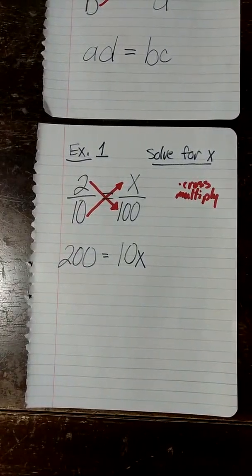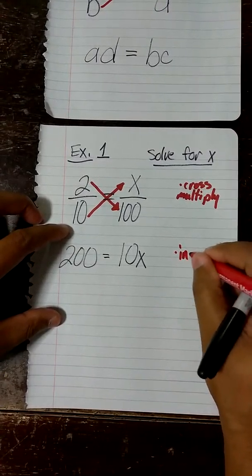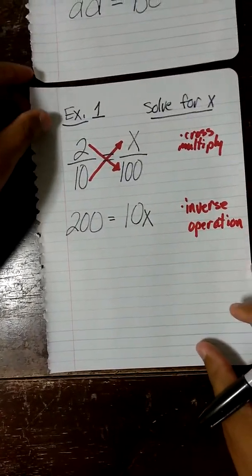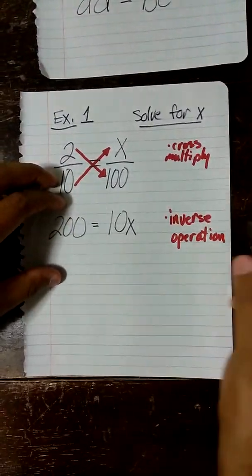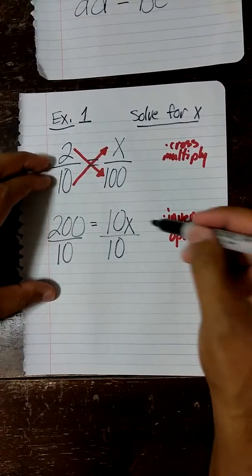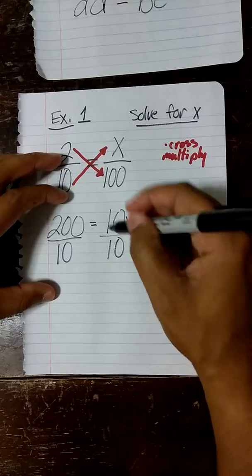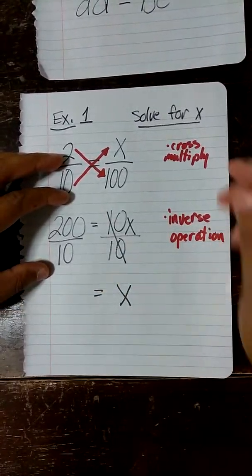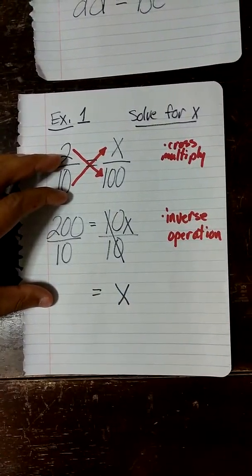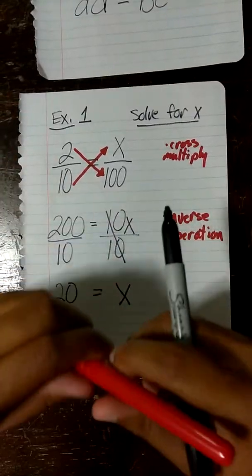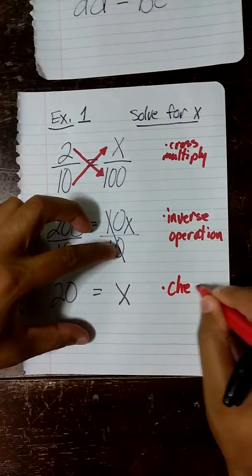Okay, so now we want to use the inverse operation. During the inverse operation, we have to do the opposite. Divide by 10, divide by 10 in order to isolate the variable x. When we isolate the variable x, we have 10 divided by 10 equals 1, but we don't write 1x, we simply write x. And 200 divided by 10 is 20. And there's our answer, x equals 20. Then we want to check the answer and make sure it's correct.